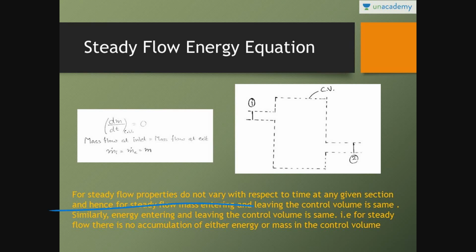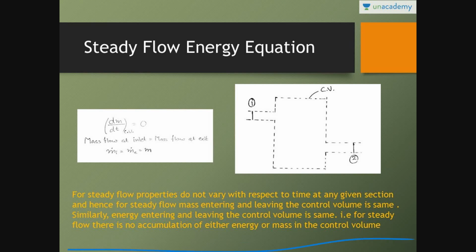For steady flow, properties do not vary with respect to time at any given section. And hence for steady flow, the amount of mass entering and the amount of mass leaving the control volume is the same. Similarly, the energy entering and leaving the control volume is also the same. That is, for steady flow, there is no accumulation of either energy or mass in the control volume.